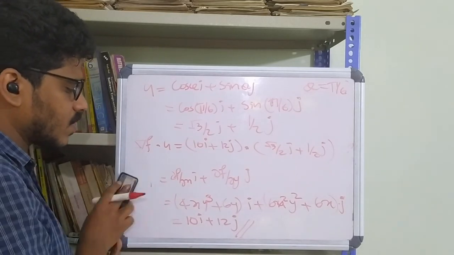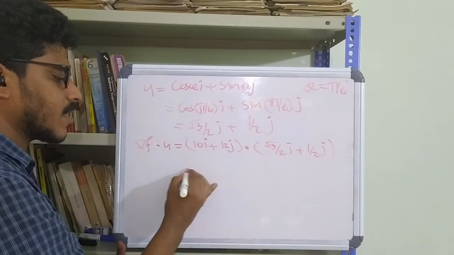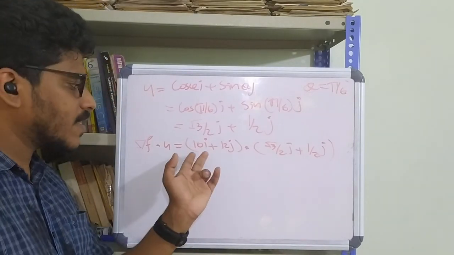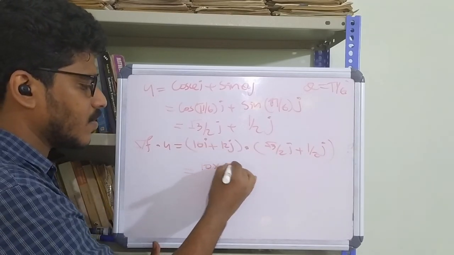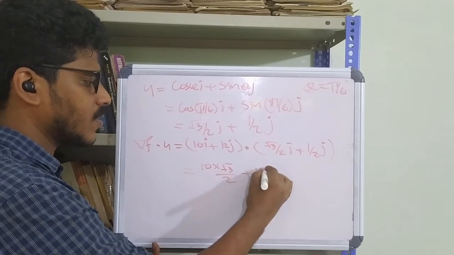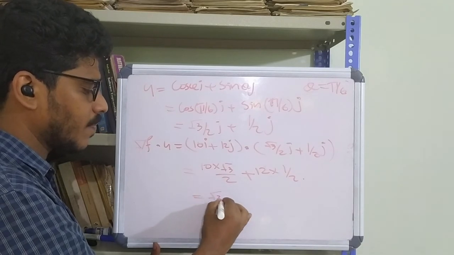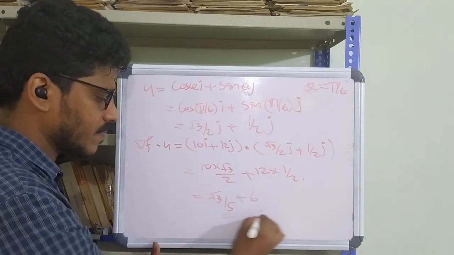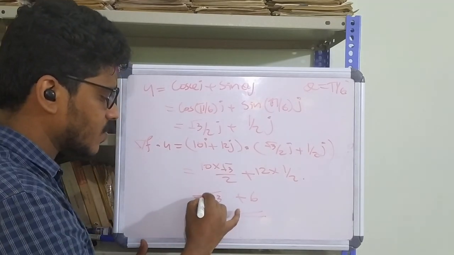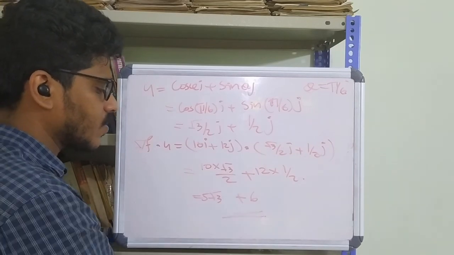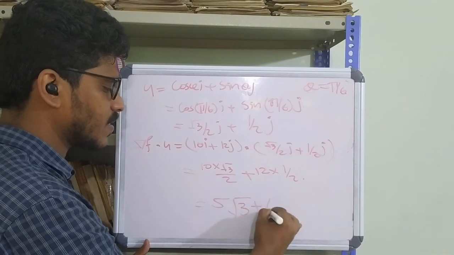Okay, so let's clear this off. This is equal to, so how do we take the dot product? First term into first term. This is 10 times root 3 by 2 plus 12 times 1 by 2. This means, oh, not root 3 by 5, 5 times root 3, right. 2 and 10 will cancel out. So this is 5 root 3 plus 6.